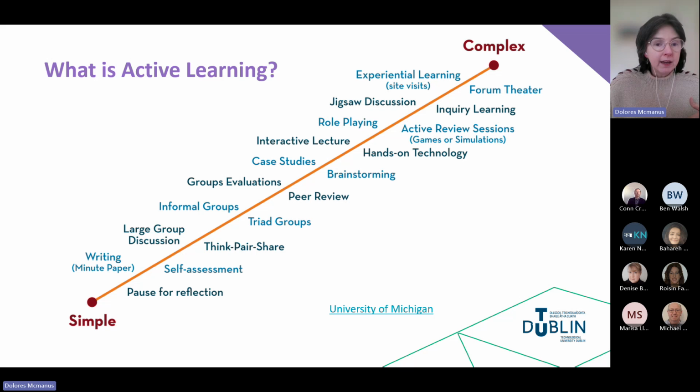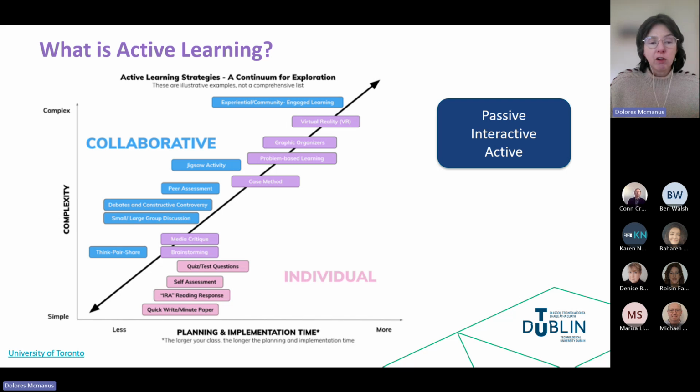Maybe things like role playing and jigsaw discussion might be new to you, experiential learning, etc. But there is a continuum of active learning as well, going from the simple to the very complex, and also going from strategies that you can use with your students, where your students engage with them on an individual basis, and some strategies where your students are working together.